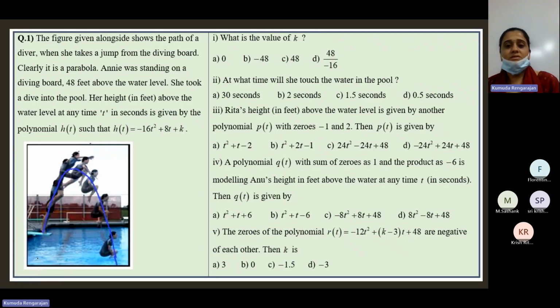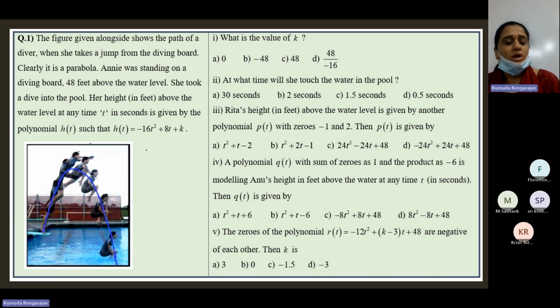Then the second question, at what time will she touch the water in the pool? So there we know that the height is 0. Height is 0 means h of t, we don't know the time. At some time, her height is 0. We're always talking about time and height. When her feet touch the surface of the water, we know the height is 0. At what time, that we don't know.